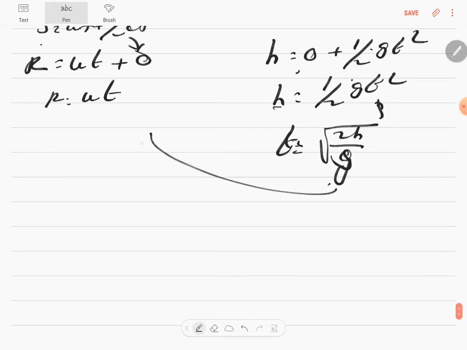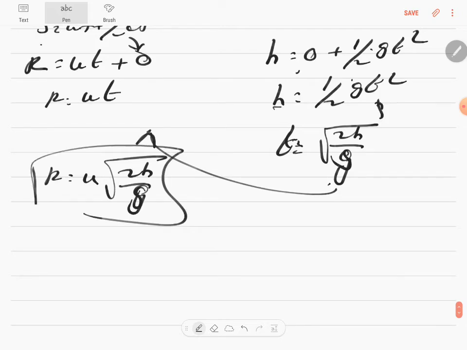Take that and substitute it here. R is equal to u into root of 2h by g. This is the formula for range, and this is the formula for time of flight. If somebody is being pushed like that, the time of flight is root of 2h by g, and the range is equal to u into root of 2h by g. You should memorize these formulas.